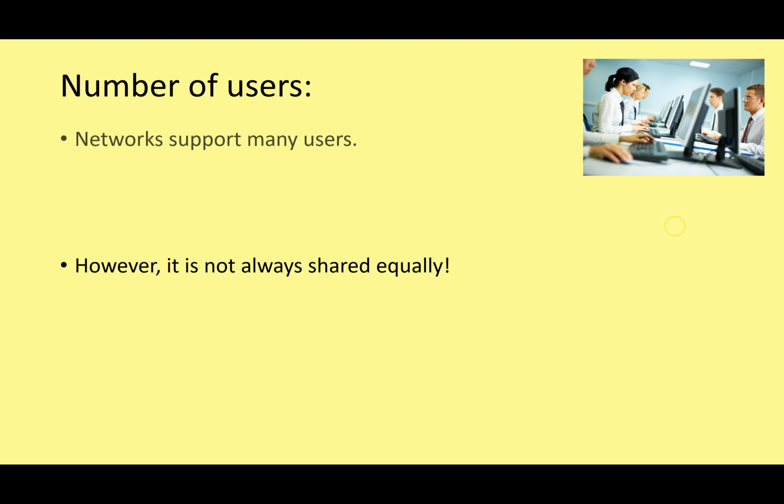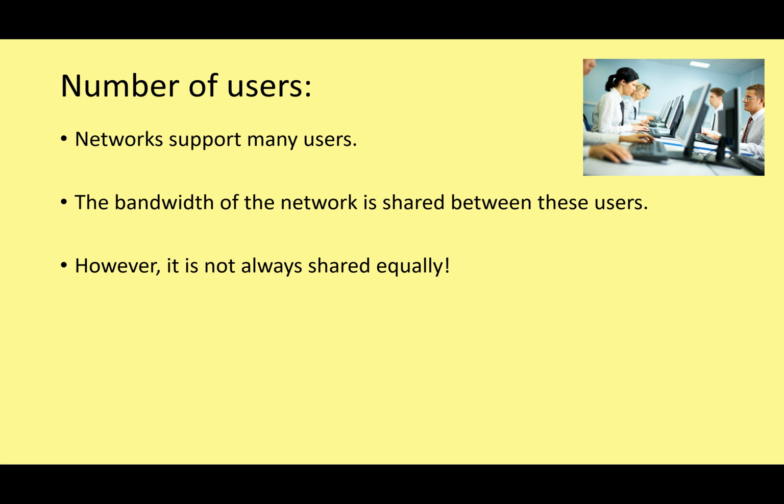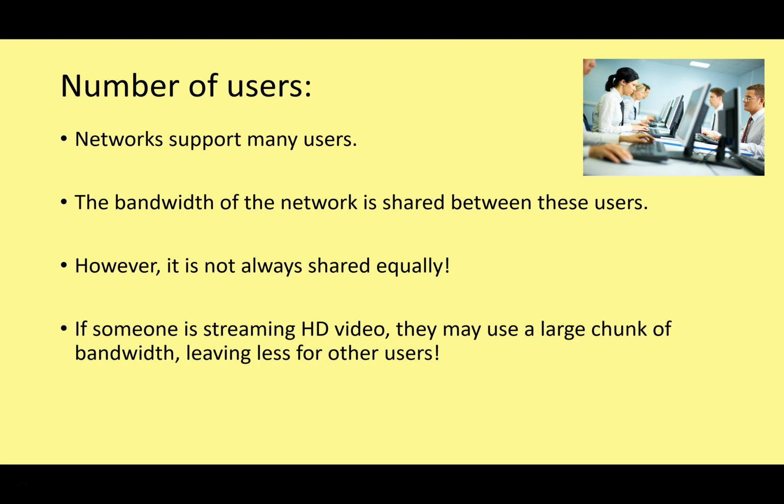All right, so let's look at the number of users. As we know, networks support many users. The bandwidth of the network is shared between all the people on the network. However, it is not always shared equally. So the idea is if you're sharing a network connection with somebody who's streaming an HD video, maybe even a 4K video, they're going to be using a large chunk of the bandwidth, leaving less for others. Okay? So again, this bandwidth is shared between all the different users of that network, but depending on what different people are doing, they might take up a greater or lesser share of that bandwidth.